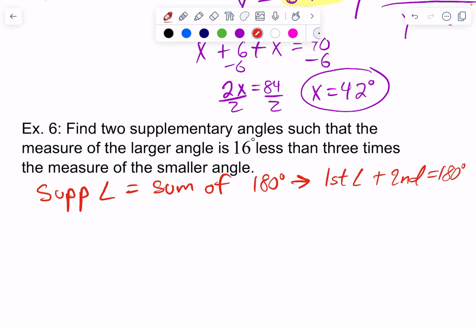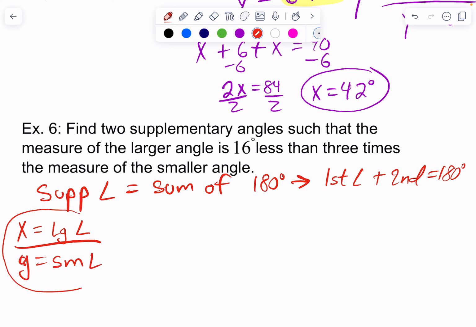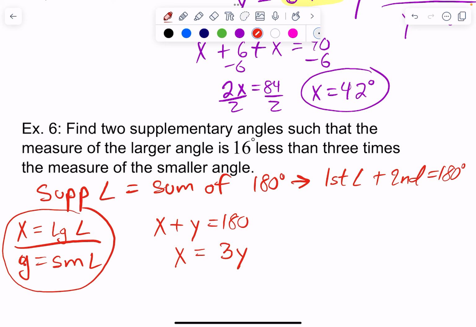supplementary. So it says find two supplementary angles such that the measure of the larger angle is 16 degrees less than 3 times the measure of the smaller angle. Once again, I'm going to call X, this time, my larger angle, and I will call Y my small angle. We know that they're supplementary, so my large angle X plus my small angle Y must equal 180. And it says the larger angle, which we defined as X, is 16 less than 3 times the smaller angle.